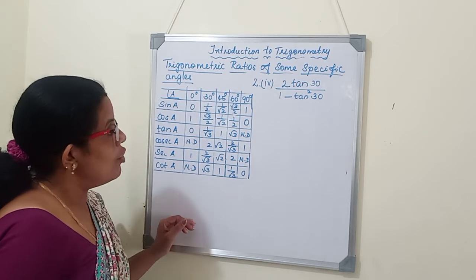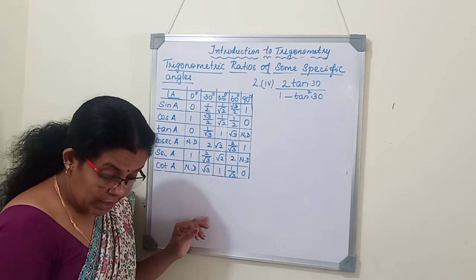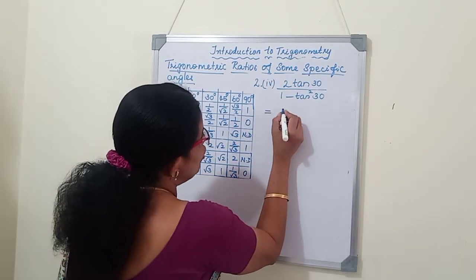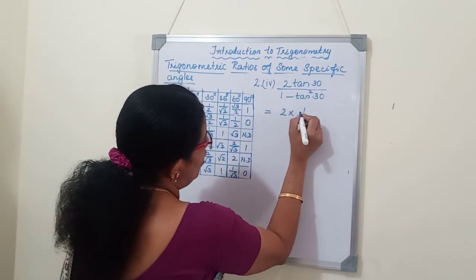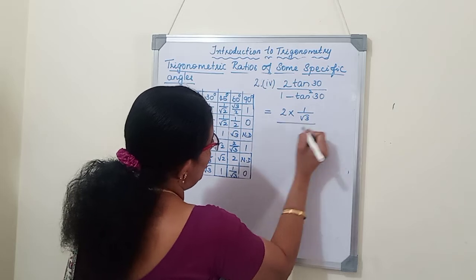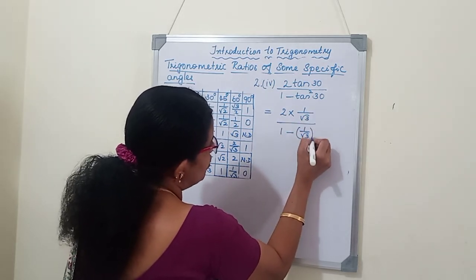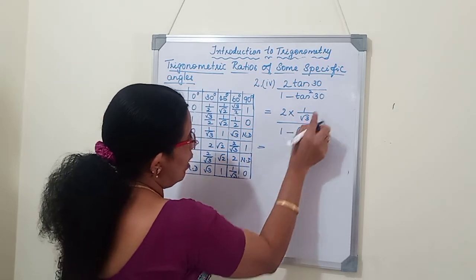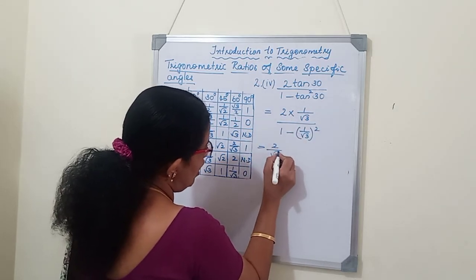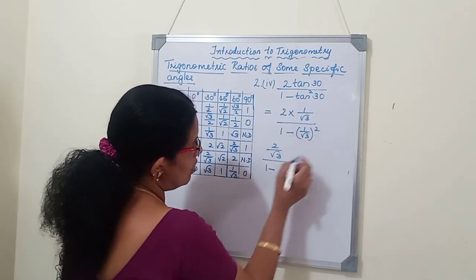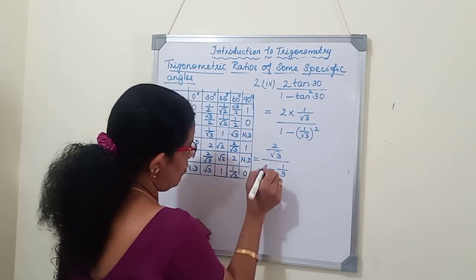Fourth question. 2 tan 30 by 1 minus tan square 30. So we'll see the answer. Equals 2 tan 30, which is 1 by root 3, divided by 1 minus, again tan 30 is 1 by root 3, the whole square we will write. 2 into 1 by root 3 is 2 by root 3, divided by 1 minus 1 by root 3 the whole square, which is 1 by 3.